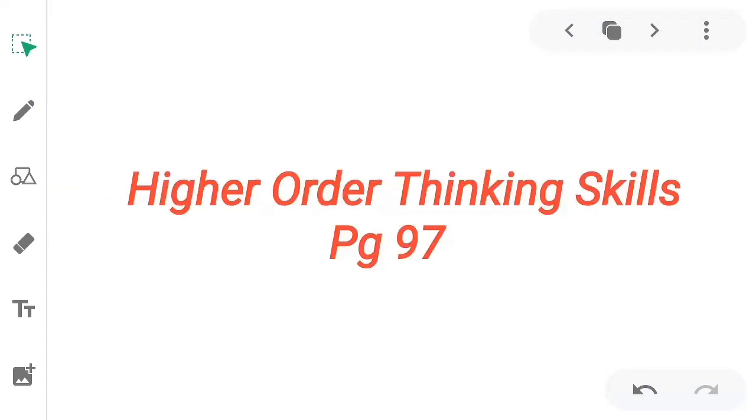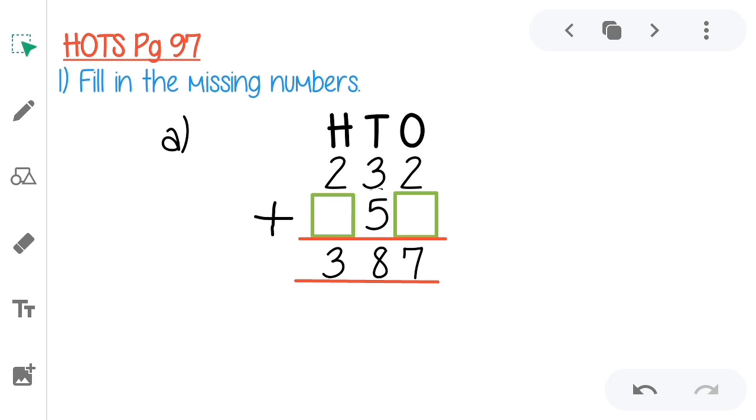Now the next topic that we will cover now is higher order thinking skills. This topic has been taken from page number 97 of your maths time book. So let us see the first question in this. The first question says fill in the missing numbers. So here children, we are given a question in which we can see few digits are missing in this. So we have to find out which digit will come in that place.